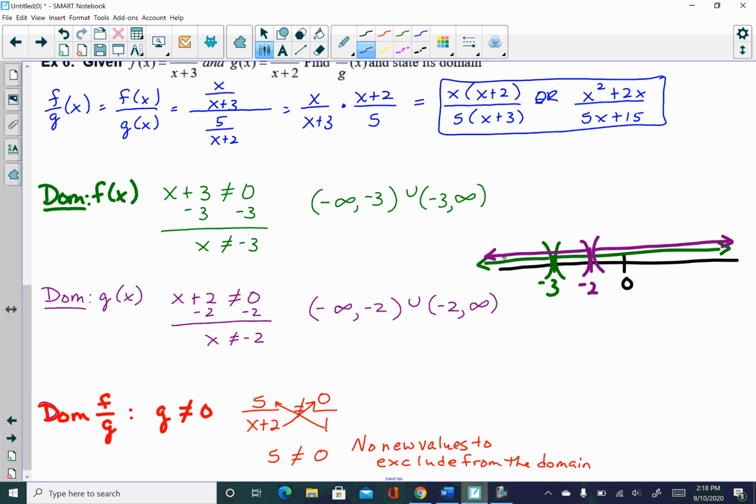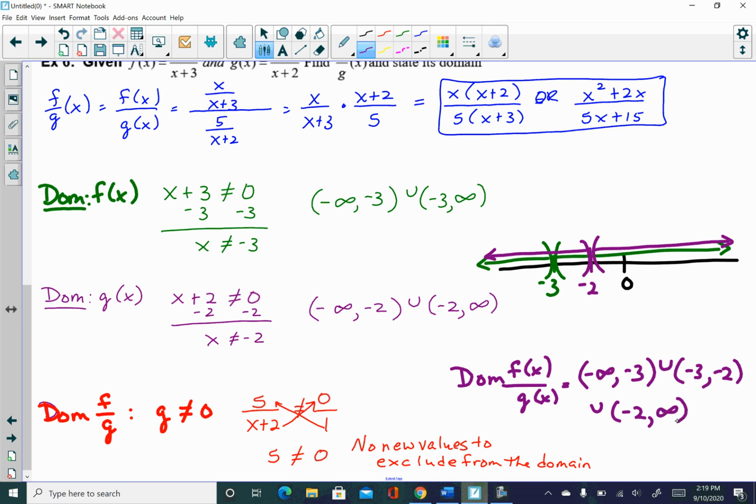So my ultimate domain then of f of x over g of x would be where the green and the purple in this case are on top of one another, so that would be from -infinity to -3. Unite that from -3 to -2, and then unite that with -2 to positive infinity. So 3 separate pieces there for your domain.